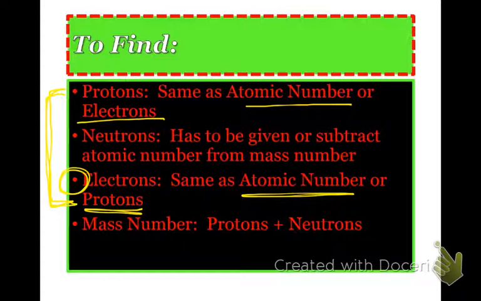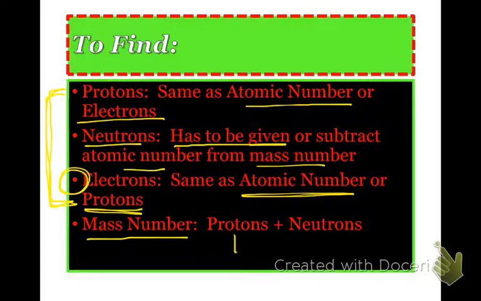Then go back up here. Neutrons have to be given to you, or you can subtract the atomic number from the mass number. And again, that might be a little confusing until we come down here to the mass number. The mass number is the protons plus the neutrons. This will make more sense once we go through an actual example. This is your little cheat sheet, so if you forget, you can come back to this part in your notes and find it.